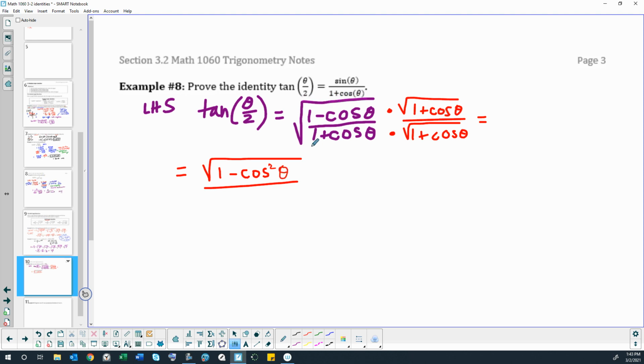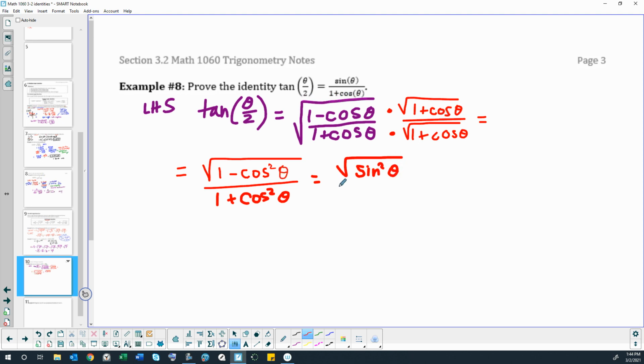And then in the denominator, since we multiplied the radical times itself, squaring a square root gets rid of the radical. So we have 1 plus cosine in the denominator. Okay, so in the numerator, maybe you've noticed that this would be a Pythagorean identity. So we can replace our 1 minus cosine squared in our square root with a sine squared in the square root.